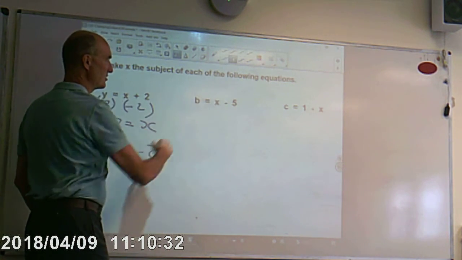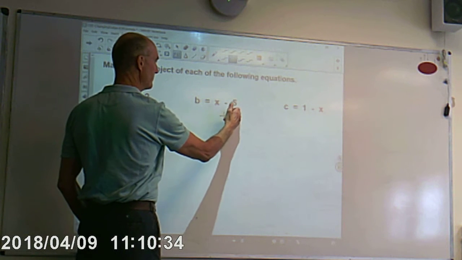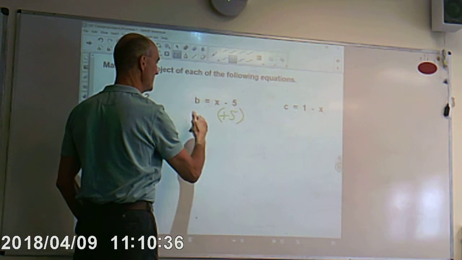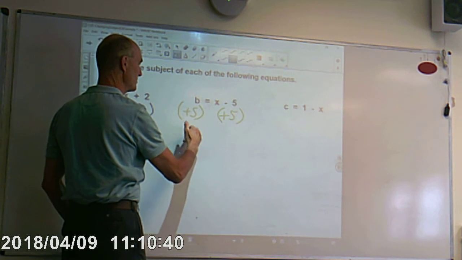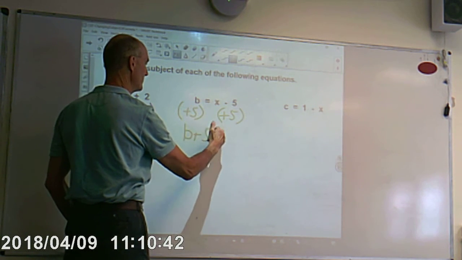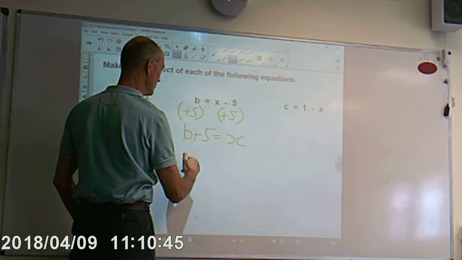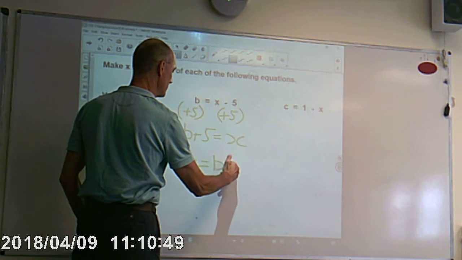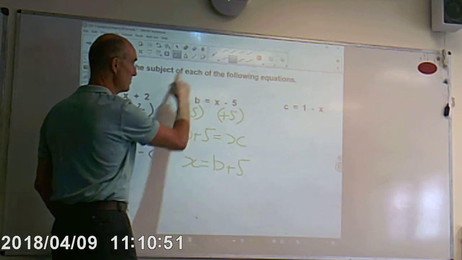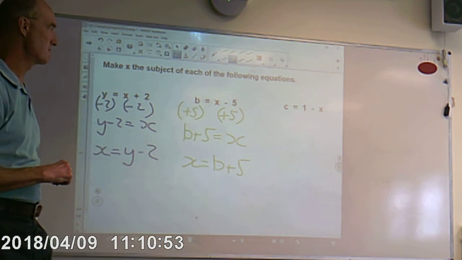How do we get this x on its own? We add 5 to the right hand side, which means we add 5 to the left hand side. So b plus 5 equals x. Just rewrite that. The x is on its own. We've done what the question asked us to do.